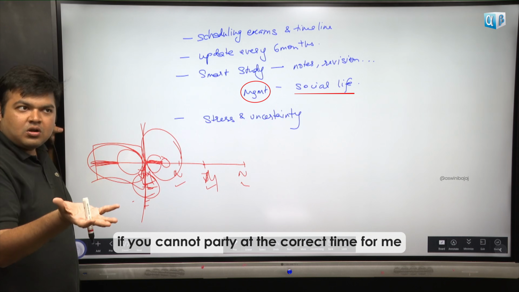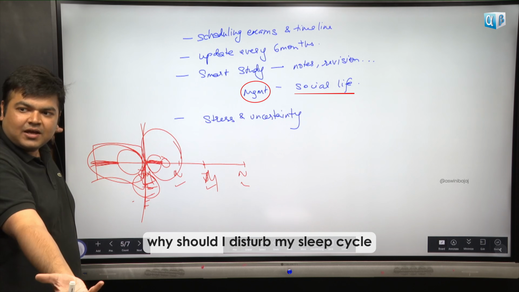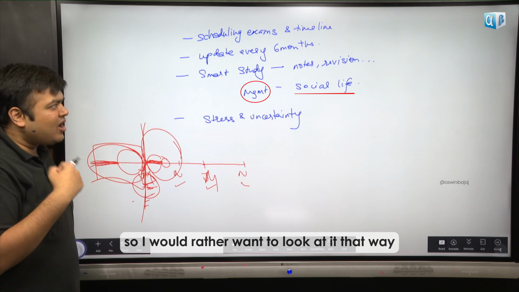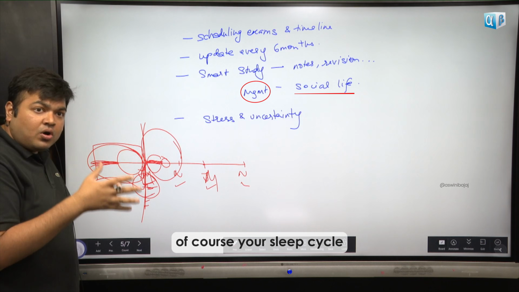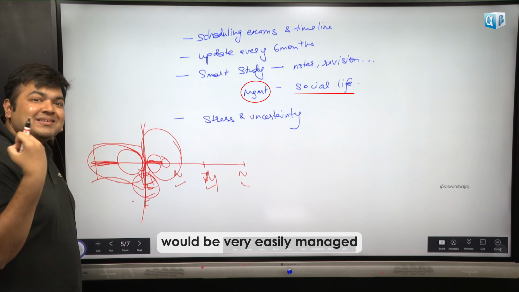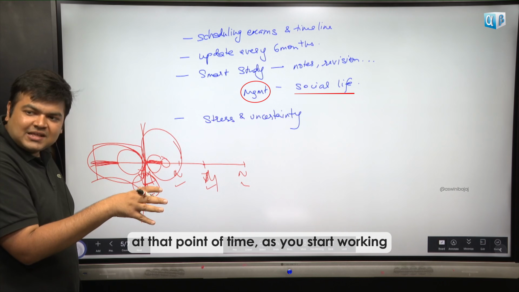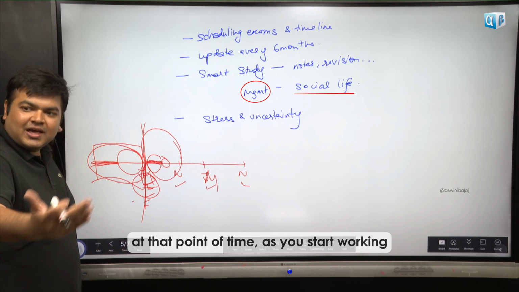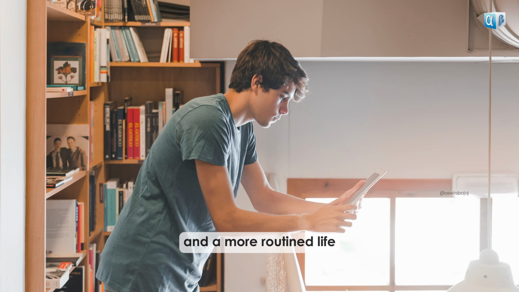If you cannot party at the correct time for me, why should I disturb my sleep cycle for your party at the wrong time? So I would rather want to look at it that way. So you have to manage your social life in a very accurate way. Of course, your sleep cycle and all would be very easily managed when you're in college, because you have lesser responsibilities at that point of time. As you start working, etc., you will automatically start moving towards a more disciplined and a more routine life.